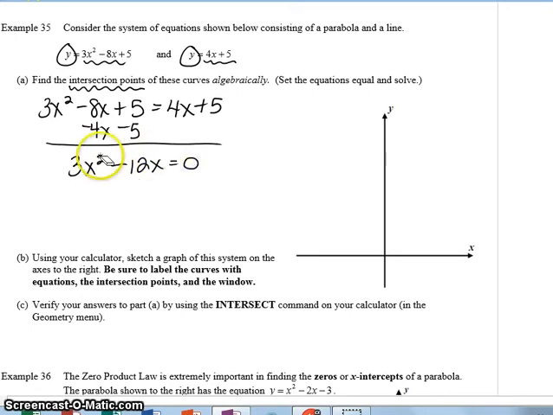Now for me to factor this, guys, it's not a trinomial. It's just a simple GCF. I'm going to divide a 3x out of both terms, and I'm going to be left with x minus 4.